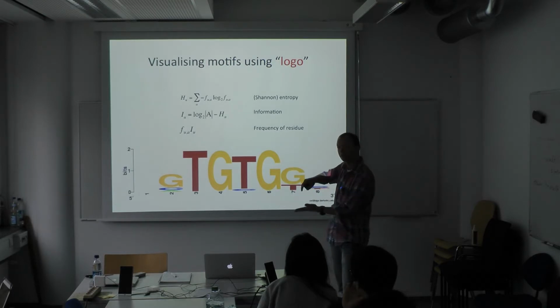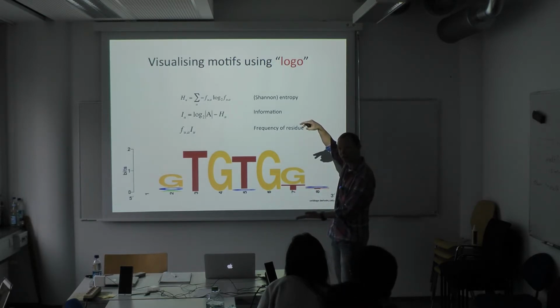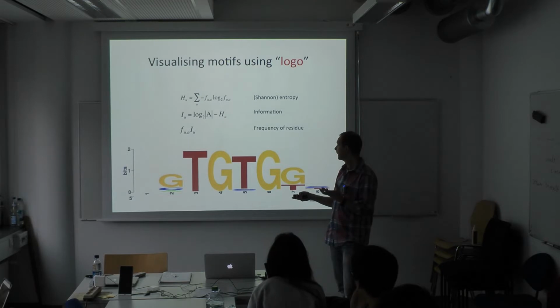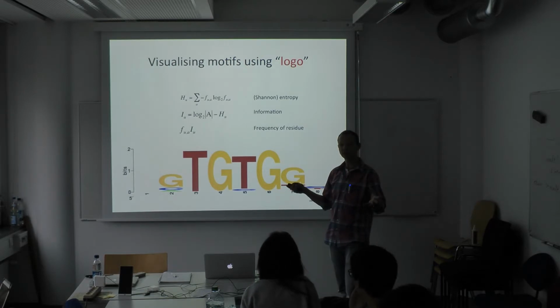Okay, so we now know how to calculate the total height of each position, and then we're just going to take the frequency of a specific letter and multiply that with our total height there. So in this case, the second column, G was the most frequent nucleic acid, so therefore it also has the greatest proportional height. Does this make sense to you? Yeah.